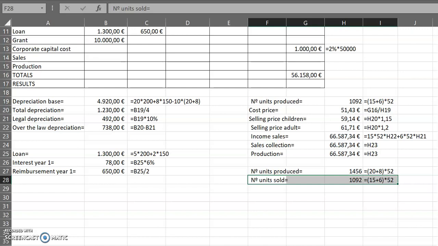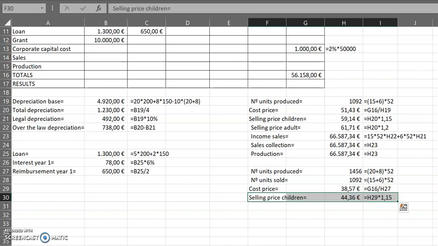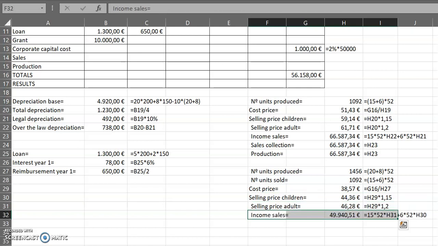Now we will do the cost price exactly as before, dividing total cost by the number of units produced. And we will calculate 2 different prices. One for children, including that 15% margin, another one for adult, including that 20% margin. And with this, we can calculate income sales. And income sales will be 15 adult bikes multiplied by 52 multiplied by the adult price plus 6 children bikes multiplied by 52 multiplied by the children price. Collections will be exactly the same. There's no delay in collecting the money.